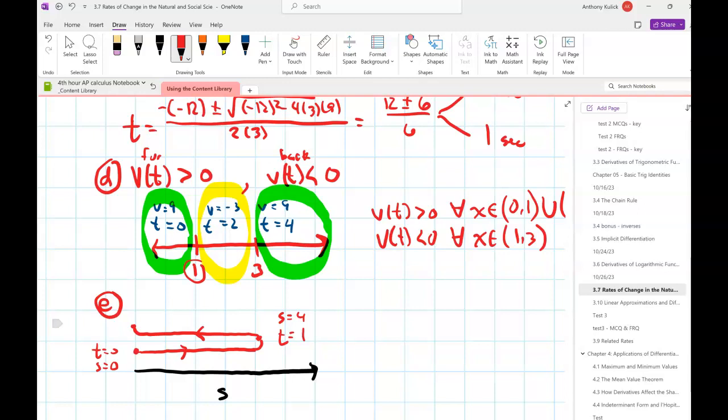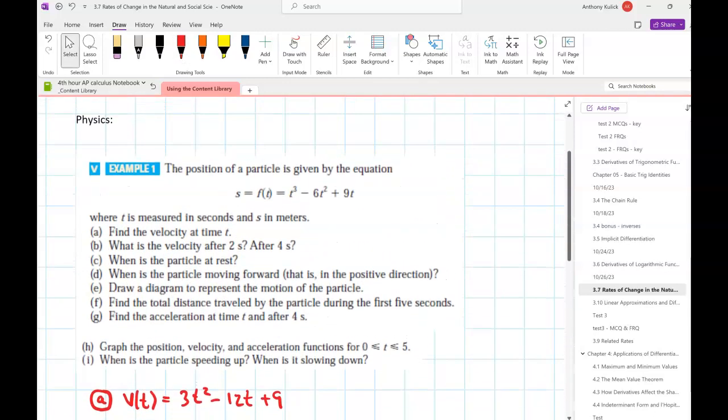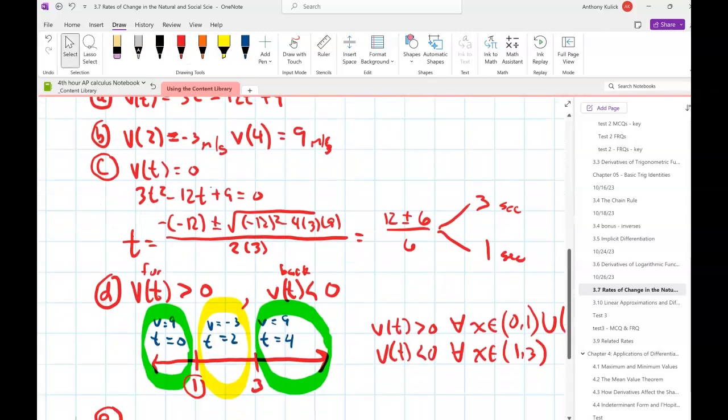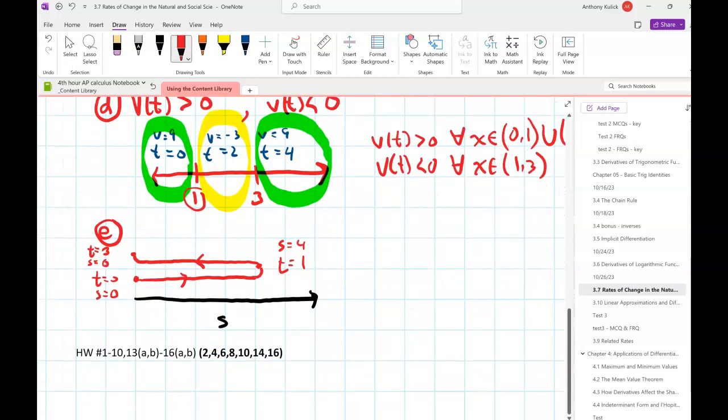So now we start moving backwards until we get to time 3. At time 3, we're at position, well, 27 minus 54 plus 27, that's 0. At which point we turn back forward and keep moving forward for the duration, right? So that's kind of like our diagram of what that particle's doing.